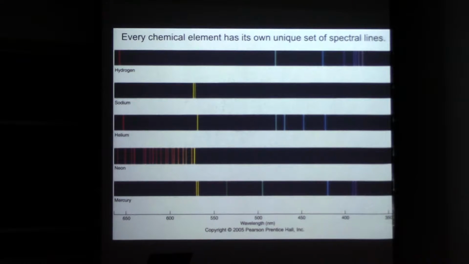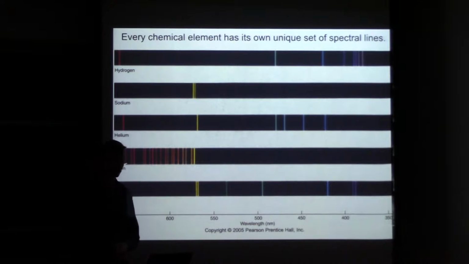But in any case, pointing out again, every chemical element has its own unique set of spectral lines. And that's the key to knowing what things are made of. We can look for spectral lines in distant astronomical objects, and by comparing them with the known wavelengths of spectral lines on Earth, we can figure out what different celestial bodies are made of. So there's illustrations of hydrogen spectrum, sodium spectrum, helium spectrum, neon spectrum, mercury spectrum. Every element has a spectrum, molecules have spectra, everything's got a spectrum.